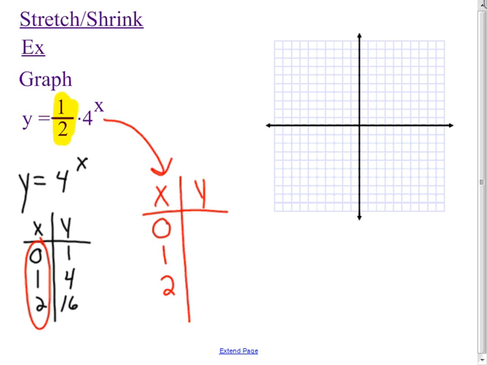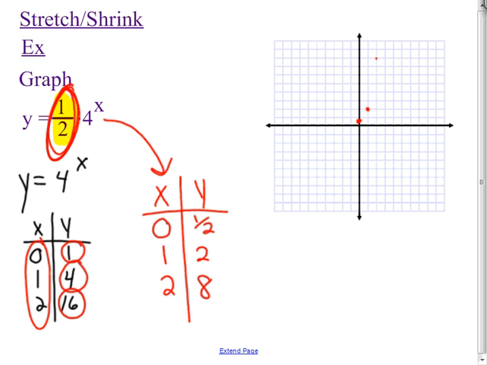My y values, however, are going to differ. My y value before was 1. I take that 1, I multiply it by a half, so my new y value is 1/2. Now I take my next y value of 4, I multiply it by a half, and I get 2. The same thing with 16. I multiply it by a half, and I get 8. So now I can graph these.